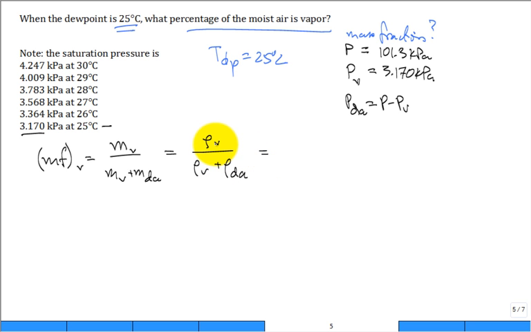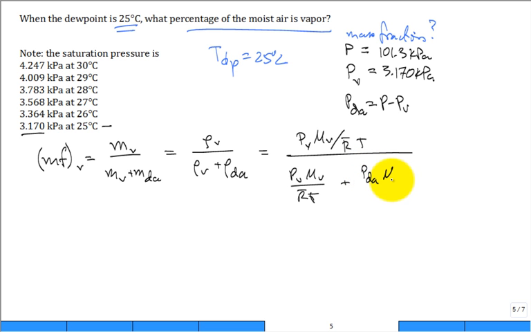So the mass density, using the ideal gas equation, is going to be the partial pressure of the vapor times the molar mass of the vapor divided by R bar T. Then I do P times molar mass of vapor divided by R bar T plus the partial pressure of dry air times molar mass of dry air divided by R bar T. Does that look okay? Can we get rid of the R bar T? Yeah, we're going to get rid of that right now. The R bar T's all cancel.